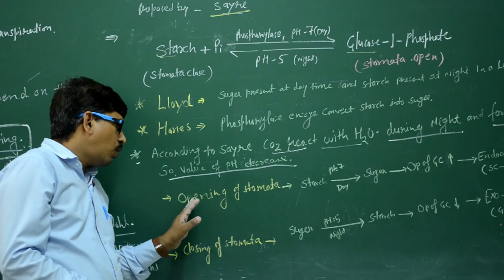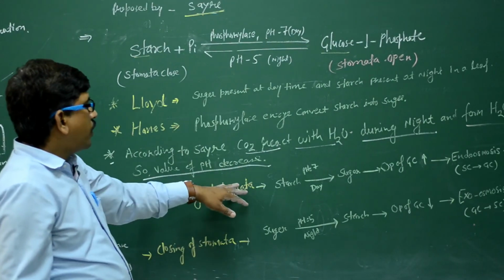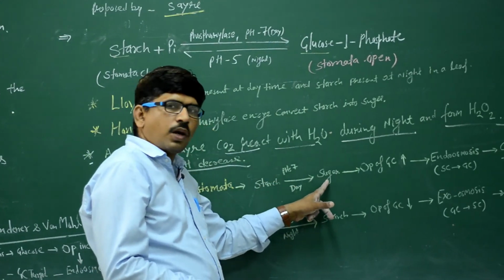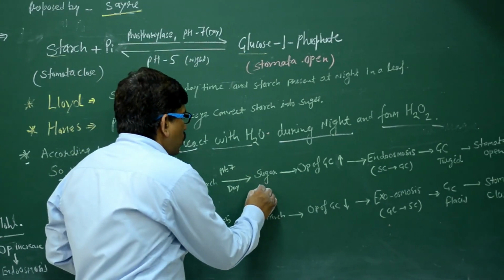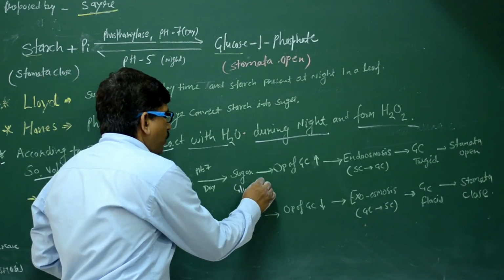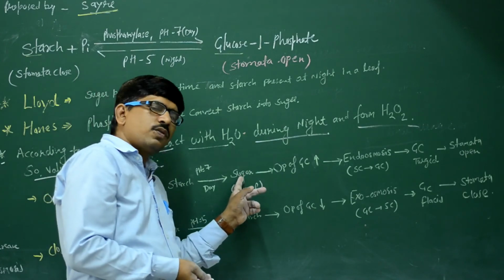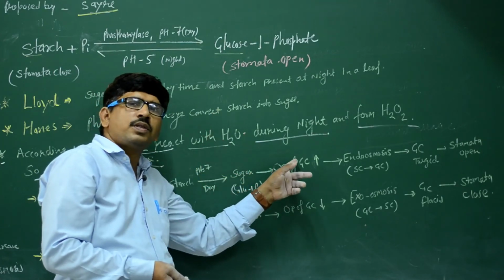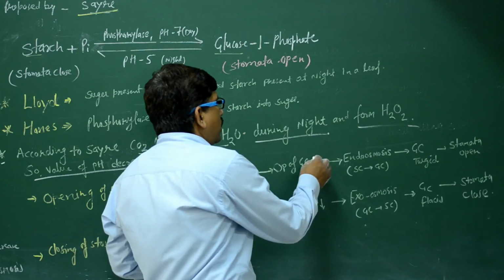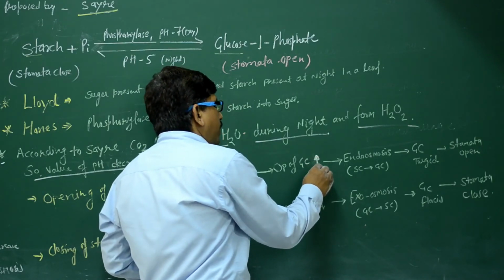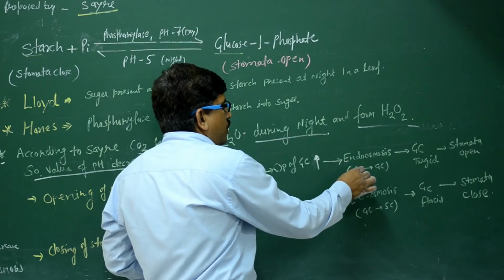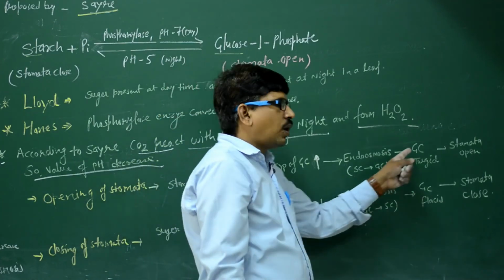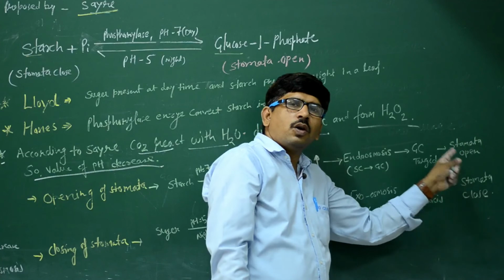Then the process of stomata opening and closing, जो मैंने एक्सप्लेन किया है आपको. Opening of the stomata: starch, pH 7, daytime, sugar means glucose 1 phosphate is formed. Due to the presence of sugar, it dissolves in the guard cell vacuole, so OP of GC increases. तो OP क्या होगा? It increases. OP increase, endosmosis होगा from subsidiary cell to guard cell. The water moves from the subsidiary cell to the guard cell. So the guard cell is turgid and the stomata is open.